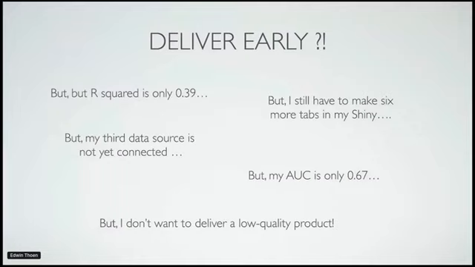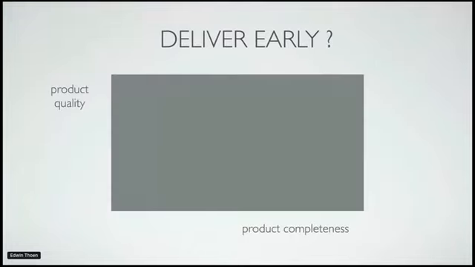And I think this is one of the main misconceptions about Agile, that delivering early means that you create something of low quality. So if you see the gray box as the ideal product, and let's say the area of the box is the time that you spent on the product, then you want to have a product that is both complete and that is of high quality.